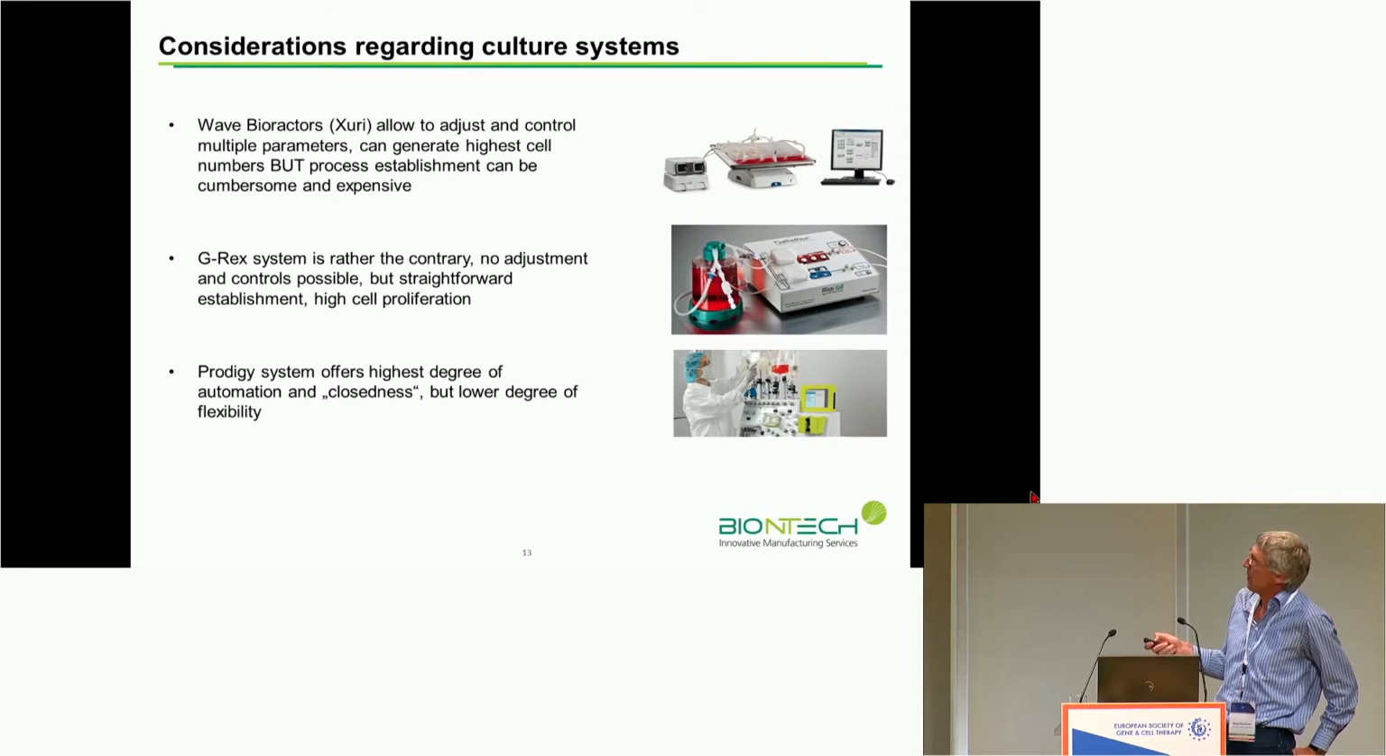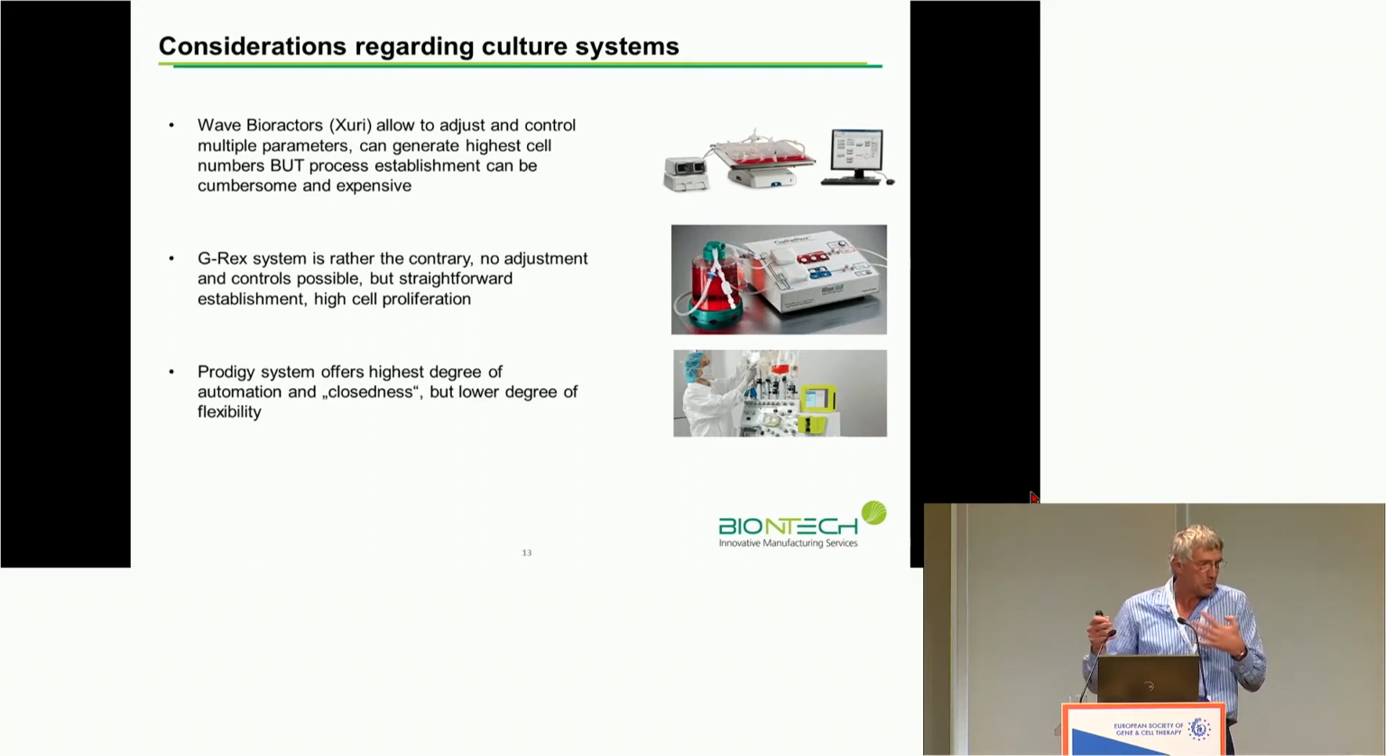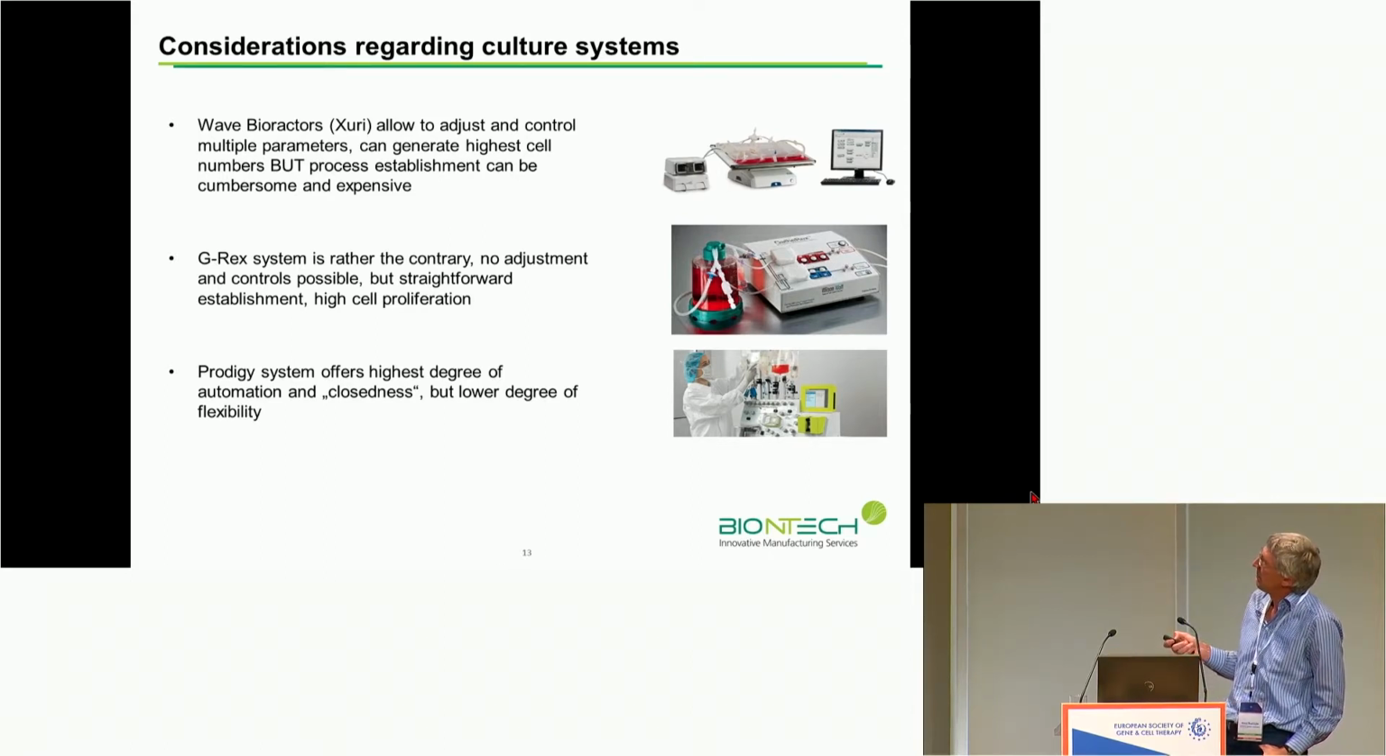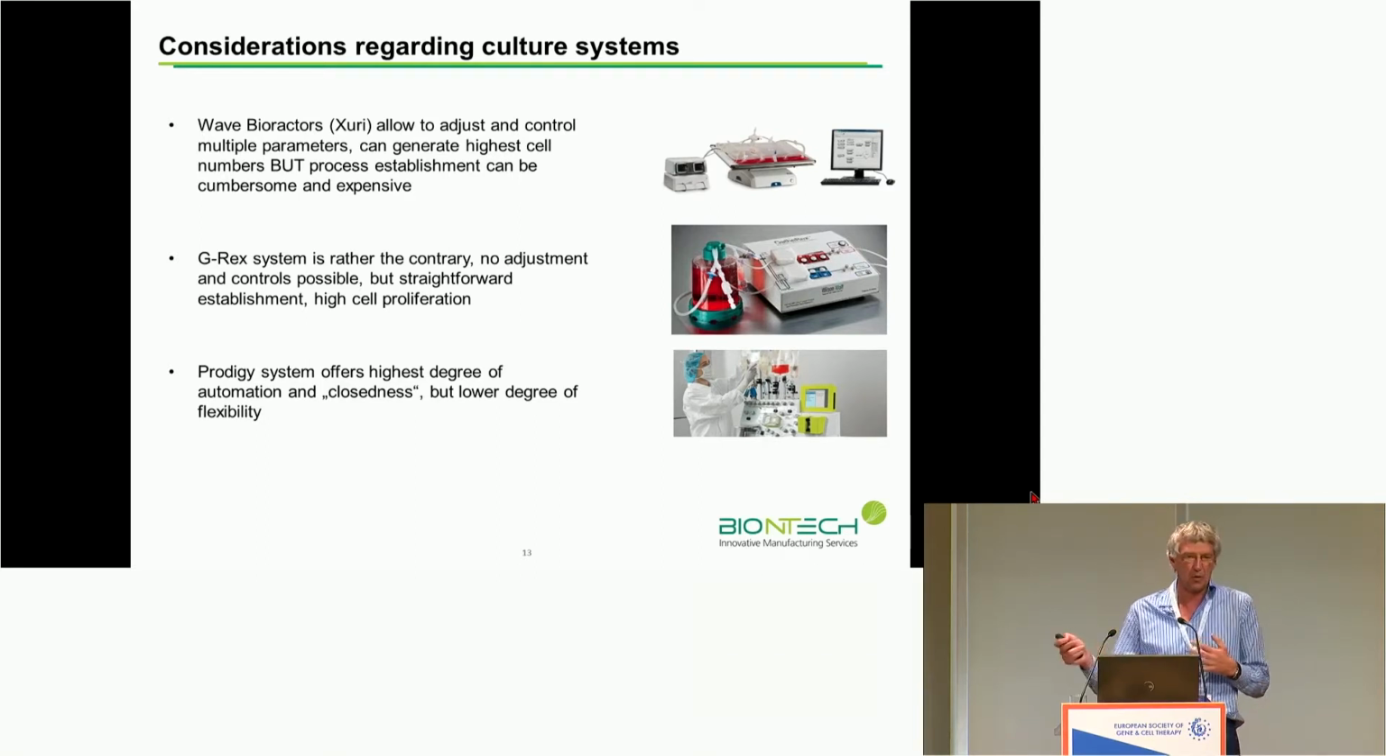One of them is the wave bioreactors. They allow you to adjust and control multiple parameters. So they are a bioreactor, and you can really control what's going on. You know what the pH is, you know what the O2 saturation of your medium is. You get a lot of insight on what's going on in your process, and you can generate the highest cell number with this system. But the establishment can be rather cumbersome because there are so many variables you can look at, and it doesn't work the same with all cells.